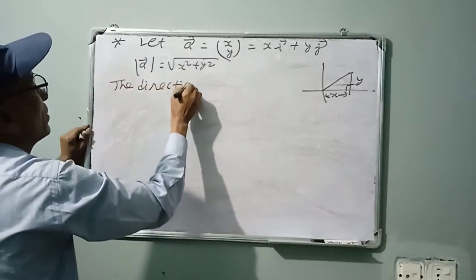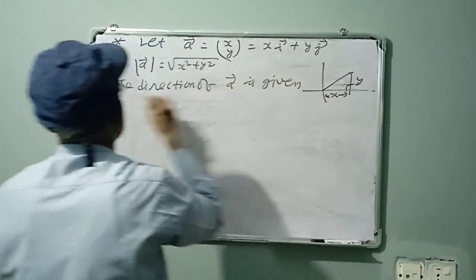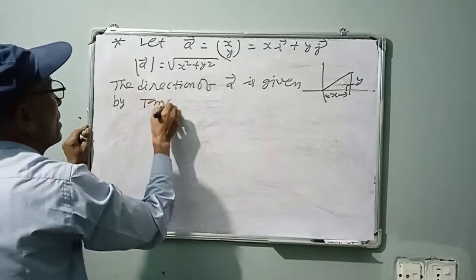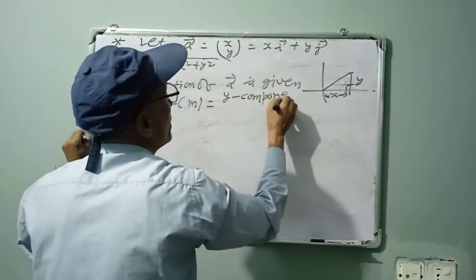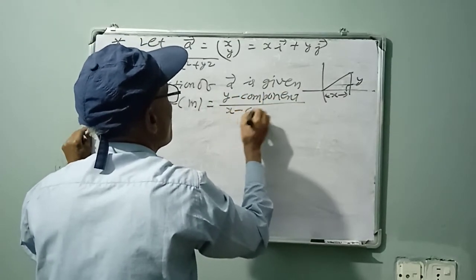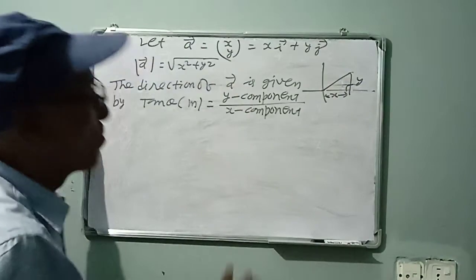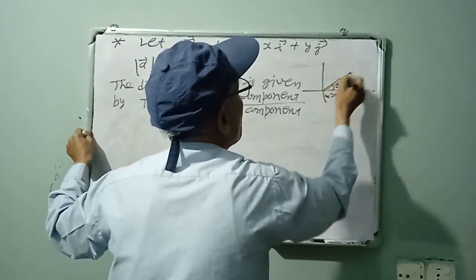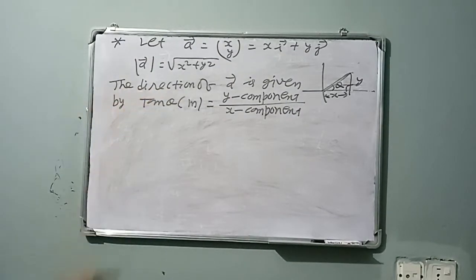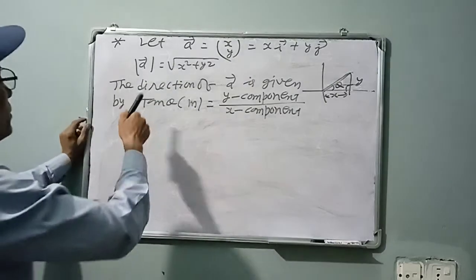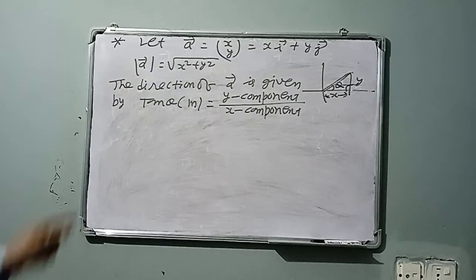The direction of vector A is given by tan theta equal y component upon x component. So this is the slope. Just like in coordinate geometry, tan theta equals y component by x component. In the same way, the direction of vector A is given by tan theta equal y component by x component.